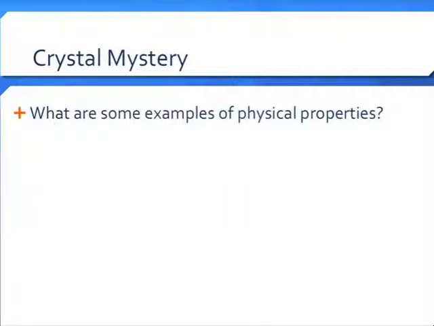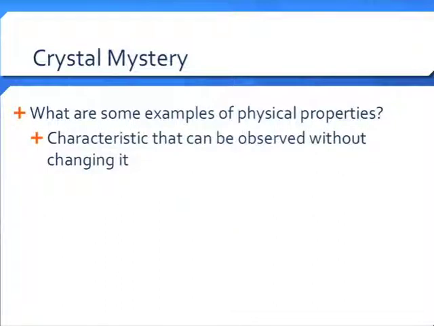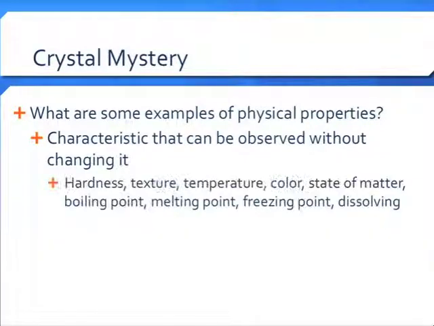Next up, what are some examples of physical properties? Well, first, let's get a definition. It's a characteristic that can be observed without changing it. So it does not change. And we have quite a few examples here, some to mention: texture, temperature, the boiling, melting, and freezing point, and even dissolving.